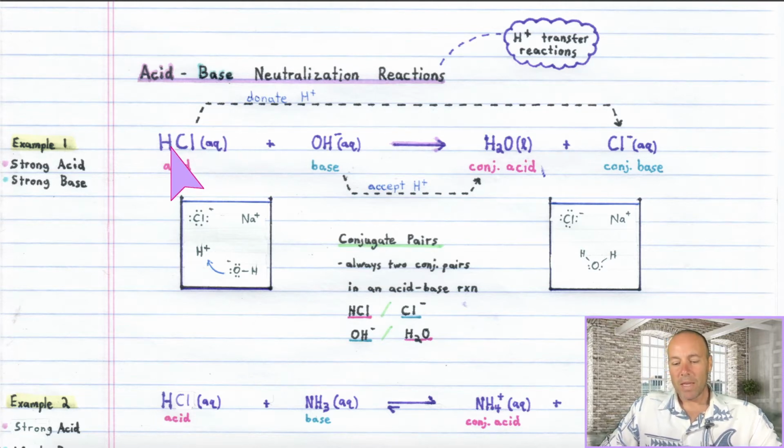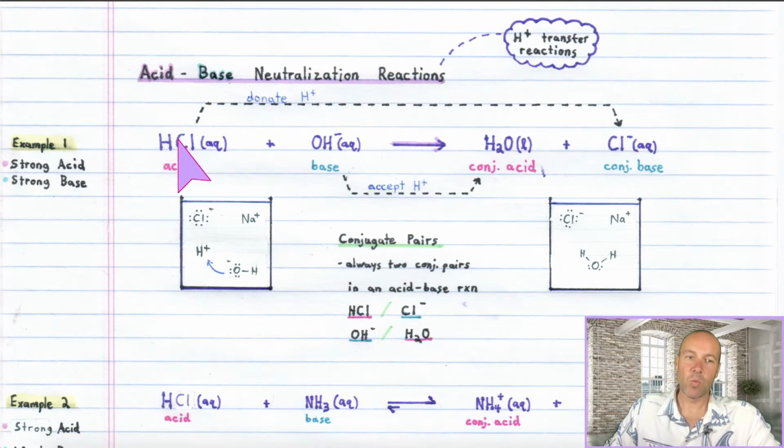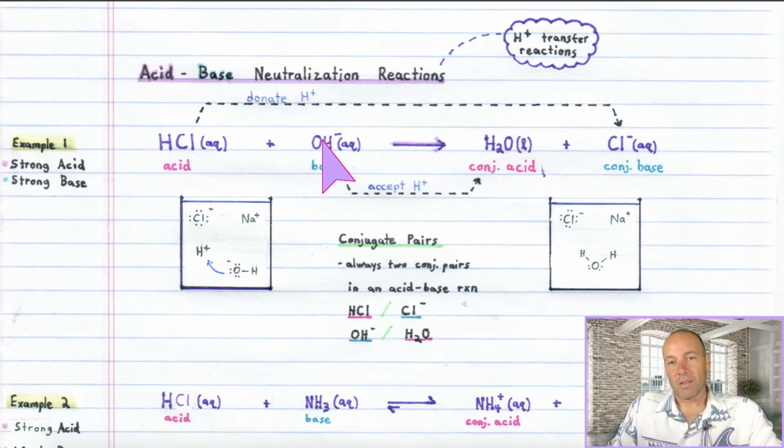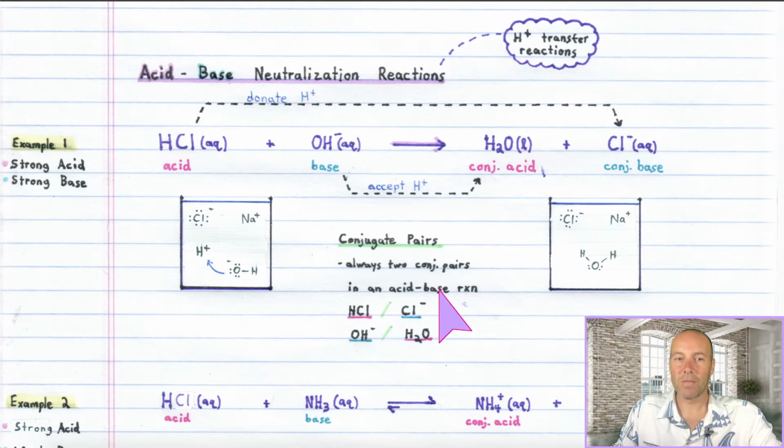Now, once the acid loses its proton to become the chloride, we call this the conjugate base of that acid. It's what's left after it loses the proton. And likewise, once the base gains the proton to become water, we call this the conjugate acid of that base. So these two form what's called a conjugate pair, and those two also form a conjugate pair. And there are always two conjugate pairs in an acid-base reaction.